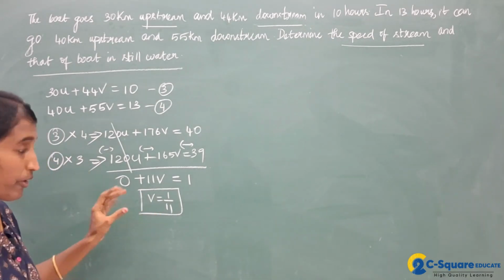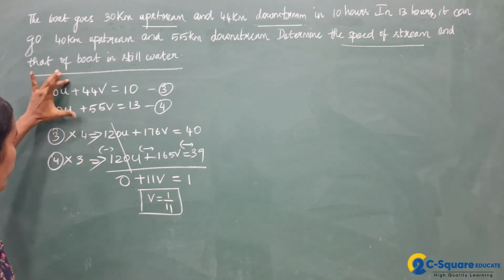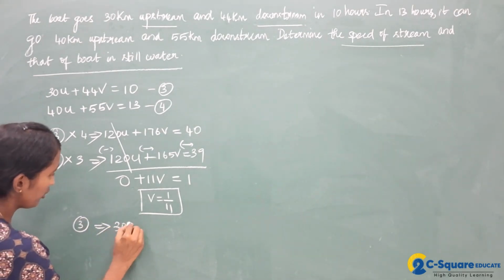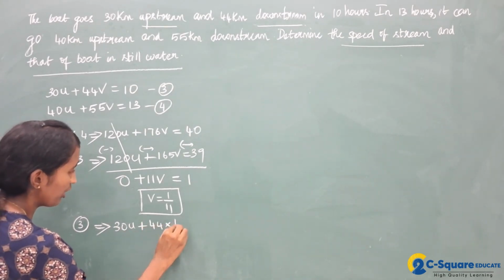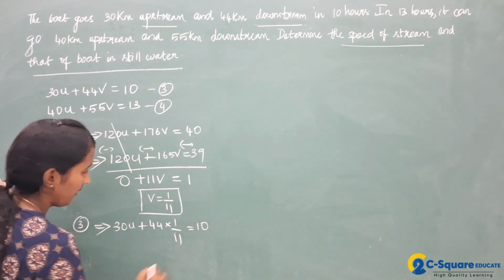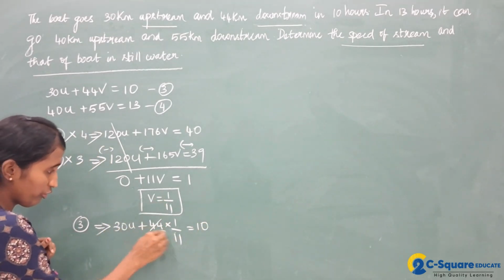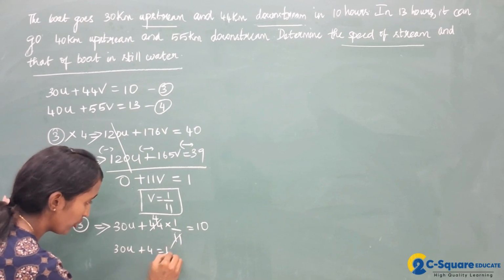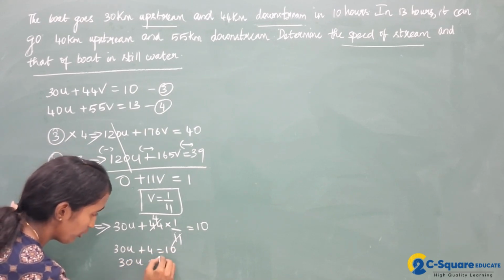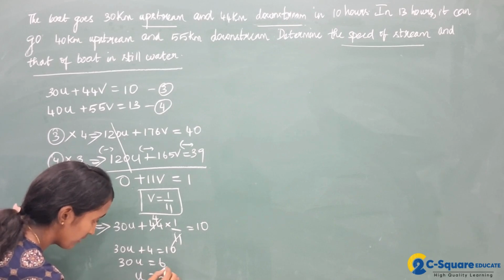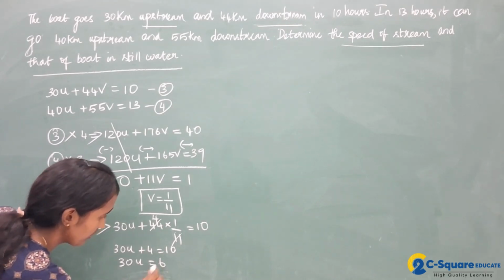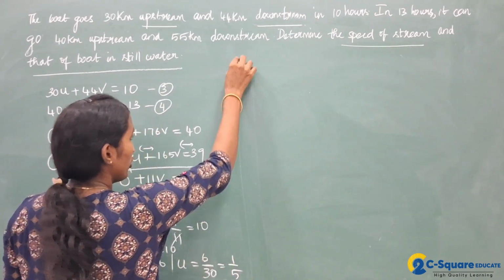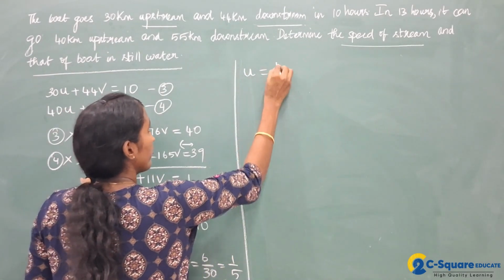So can you find u? I am going to substitute this v value in any one of the equations to get u. I am going to take the third equation, 30u plus 44 into 1 by 11 equal to 10. So I have substituted the v value. 44 by 11 is 4. So 30u plus 4 equal to 10. 30u equal to 6, and u is 6 by 30, which is equal to 1 by 5. Got u value as 1 by 5.